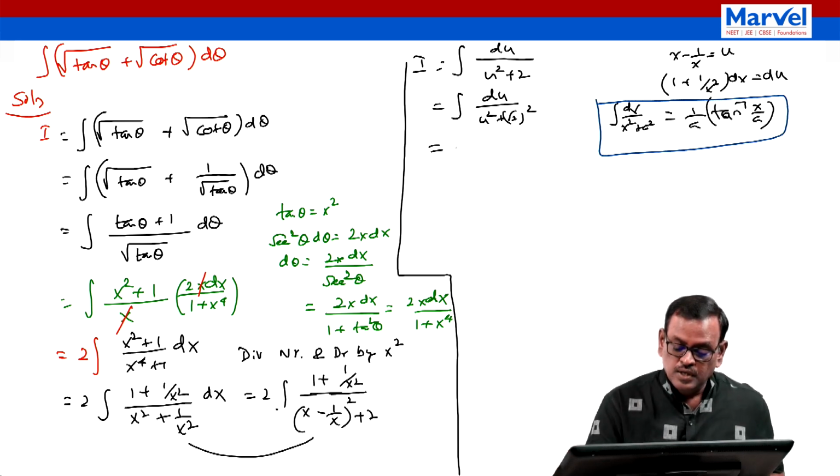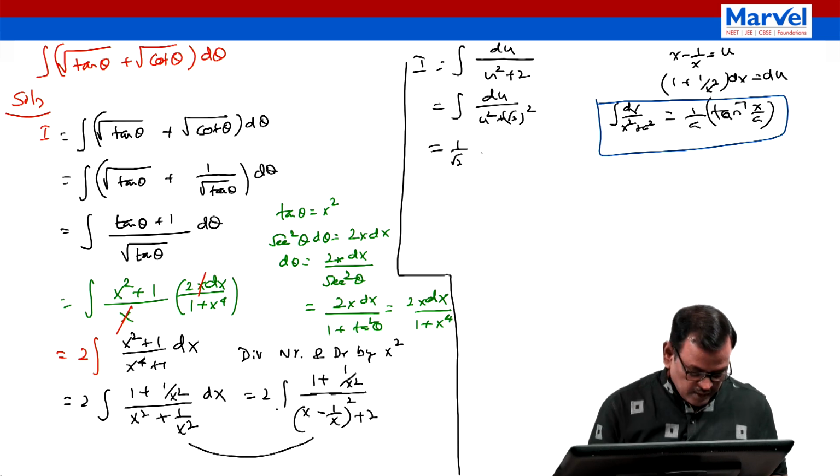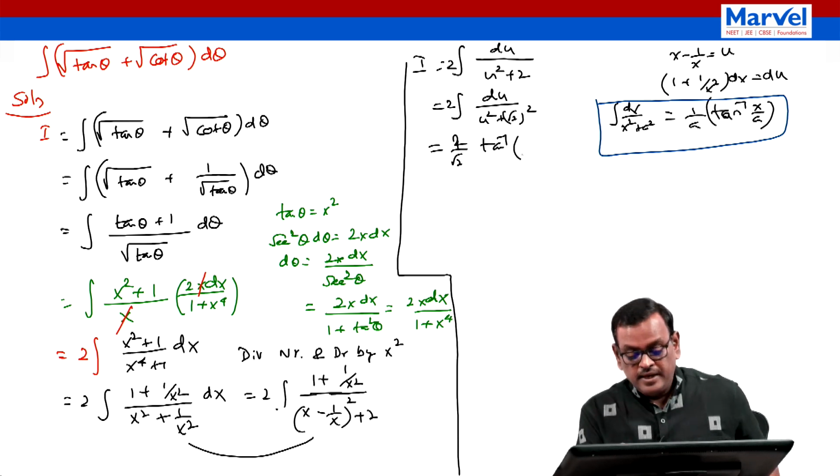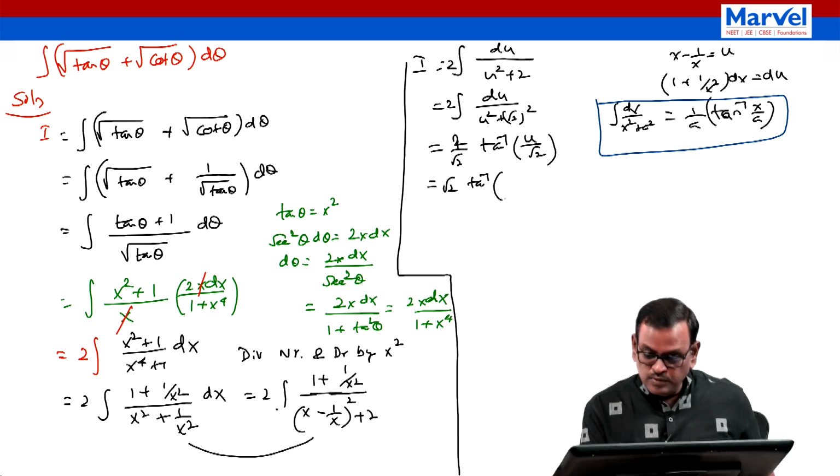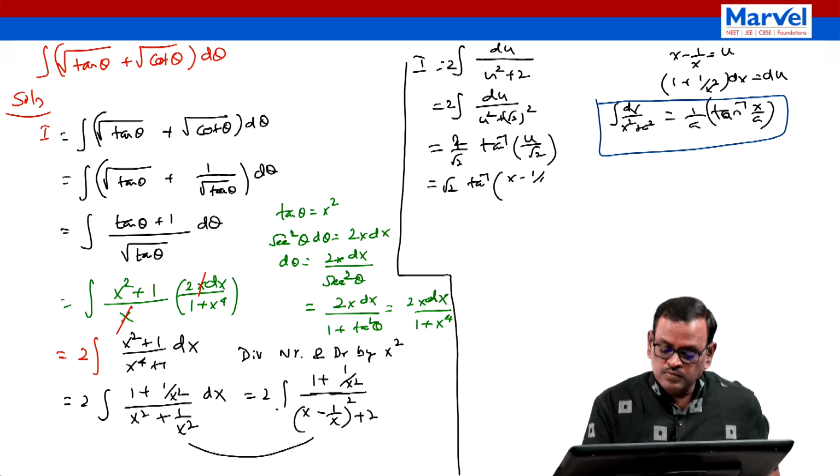Therefore, this becomes 1 by root 2. Already we have 2 here, 2, 2. So 2 by root 2 tan inverse of x by a, u by root 2. Now this can be written as root 2 into tan inverse of u. What is u? u equal to x minus 1 by x by root 2, which is equal to root 2 into tan inverse of x square minus 1 by root 2x.